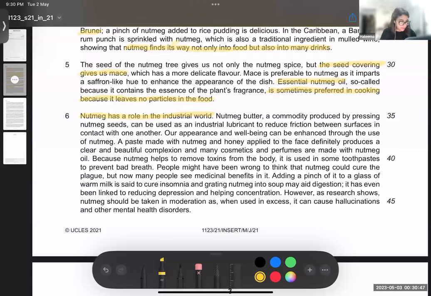Then a paste made with nutmeg and honey. All right, so this can be our 15th content point. Our 16th content point would be, it is used in some toothpastes to prevent bad breath. Then we have how many people see medicinal uses as well right here. All right, so we are exactly at 17 content points so far. All right, so these are your 17.